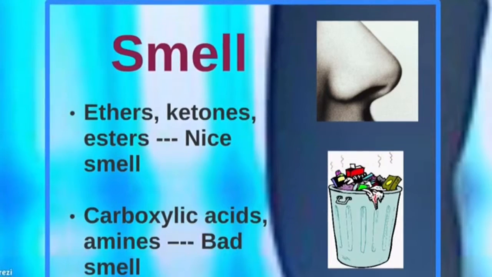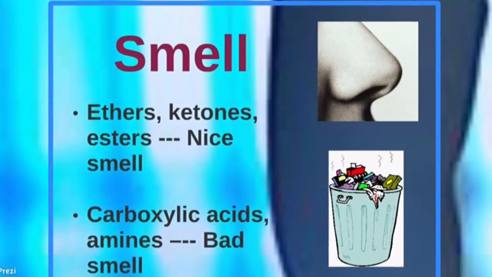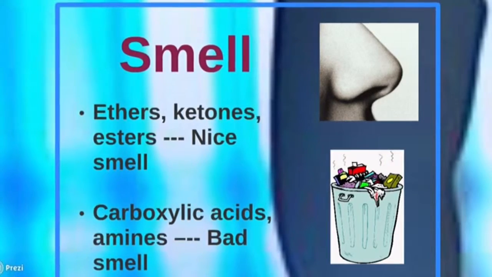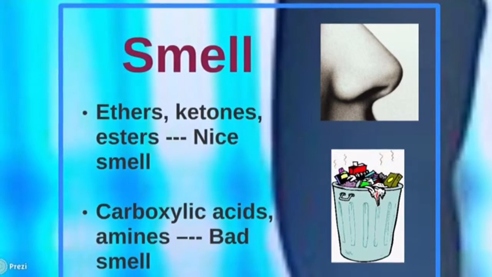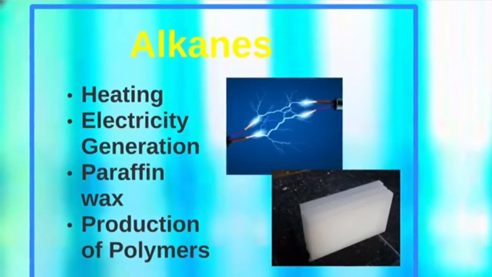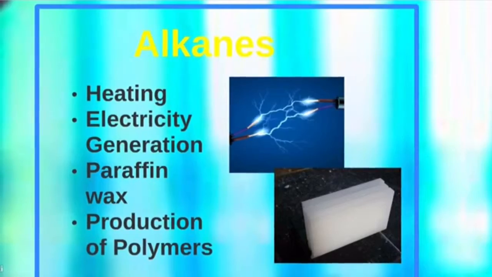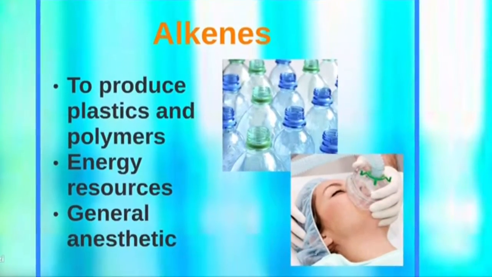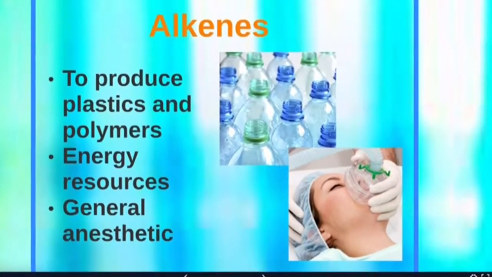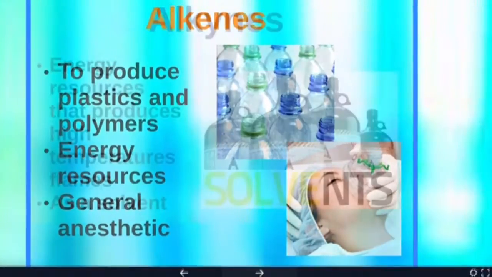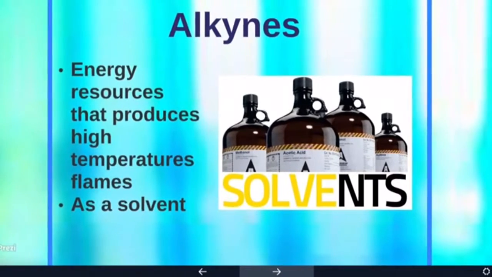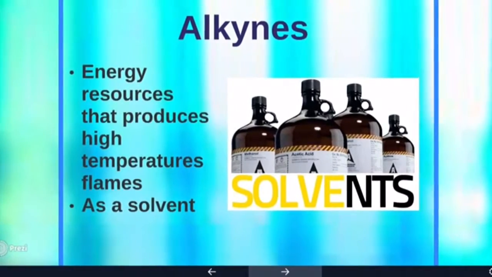Smell. Ethers, ketones, and esters have a nice smell. Carboxylic acids and amines have a bad smell, and hydrocarbons don't have a smell. Common uses. Alkanes are used for heating, electricity generation, paraffin wax, and production of polymers. Alkenes are used to produce plastic and polymers, energy resources, and general anesthetic. Alkynes are used as energy resources that produce a high temperature flame and also as a solvent.